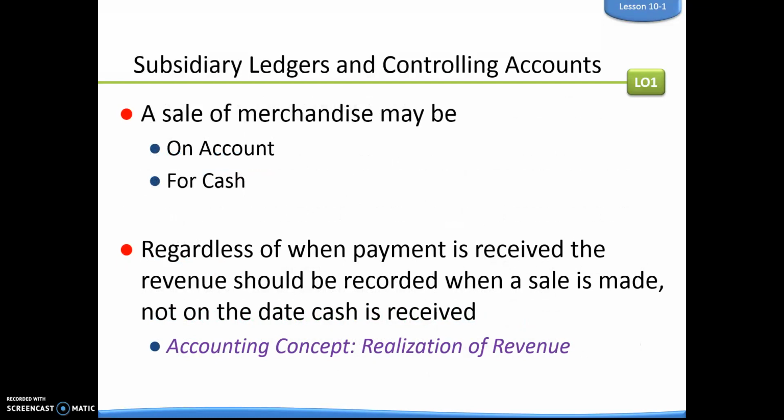Remember that when we make a sale, we had sales before when we were talking about a service business. The same sales apply when we're talking about sales of merchandise. You can either have a sale on account, which means that the people buy from you but they don't pay you, or they can pay you that very day with cash. So regardless of when payment is received, the revenue gets recorded when a sale is made. Remember, that's our accounting concept of the realization of revenue. We record sales when they're made, and we record expenses when they're incurred, not on the date when the cash is actually received. If we did that, that would be something called the cash basis of accounting. And if you remember back from chapter 2, we do the accrual basis of accounting.